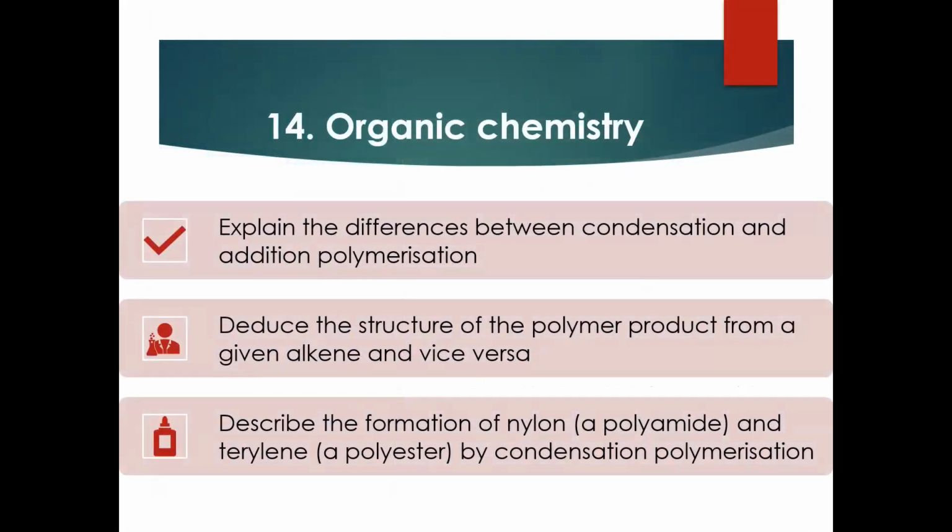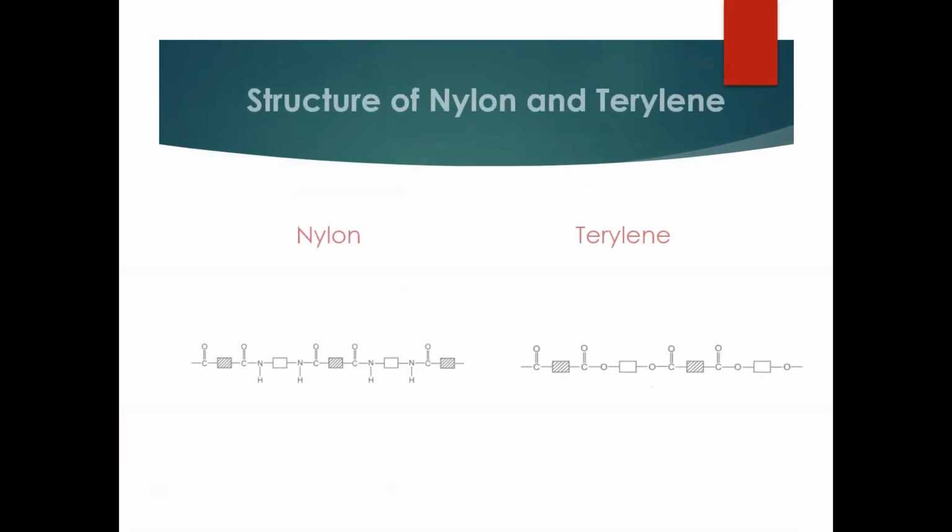Moving on. Students have to explain the differences between condensation and addition polymerization, deduce the structure of the polymer product from a given alkene and vice versa. Describe the formation of nylon, a polyamide, and terylene, a polyester, by condensation polymerization. Structure of nylon and terylene.